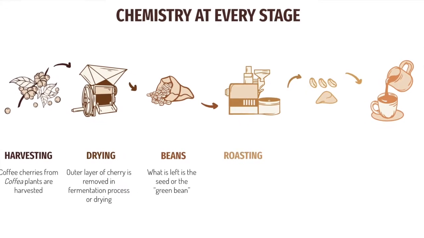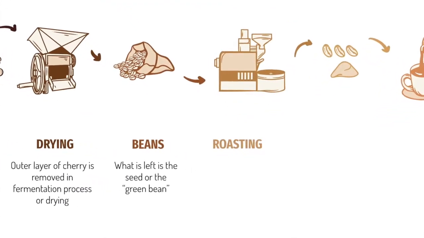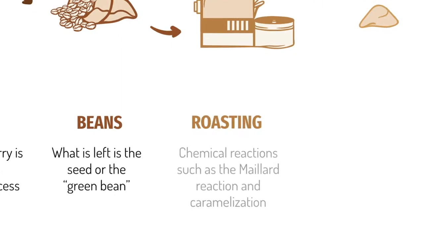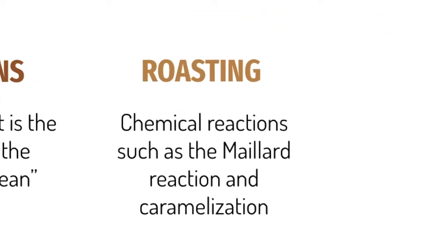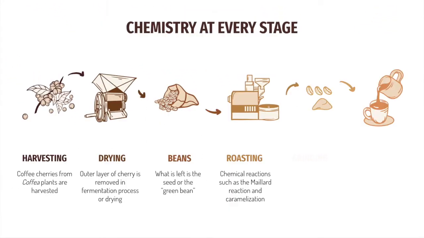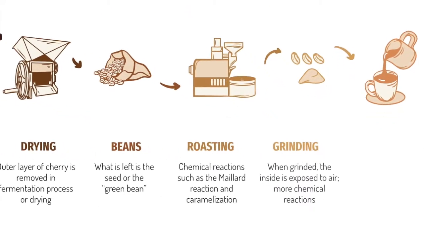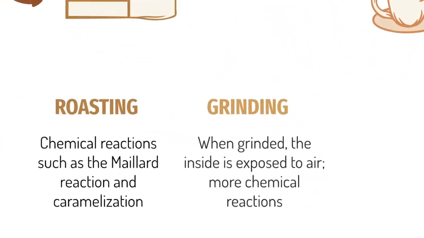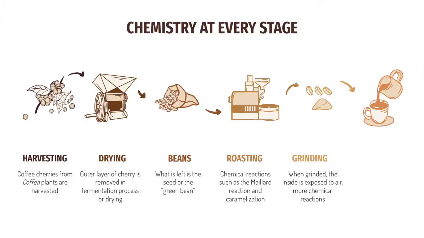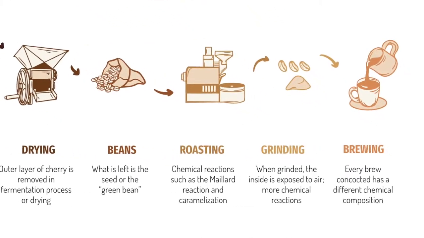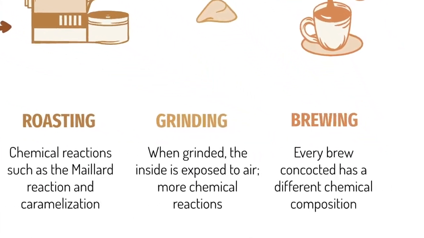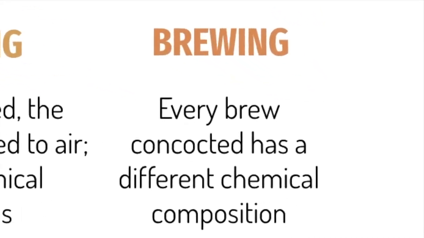Next is the roasting stage, where chemical reactions such as the Maillard reaction and caramelization happen. This is also where you get the custom-made taste of your coffee. After that comes the grinding, where when exposed to the air, more chemical reactions can take place. Lastly is the brewing, where every brew concocted has a different chemical composition, made to your liking.